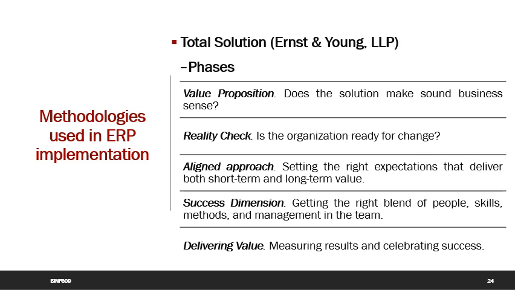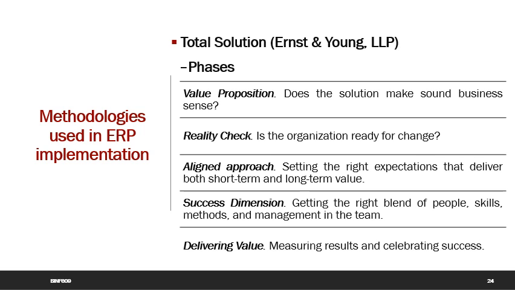The third component is the aligned approach, setting the right expectations that deliver both short-term and long-term value. Even if change is not easy for some, it's easier to accept when progress is visible for the organization. The success dimension is getting the right blend of people's skills, methods, and management in the team, as the key of any project success is having the right mix of people, including different skills, methods, and management in process management, change management, knowledge management, and industry skills.